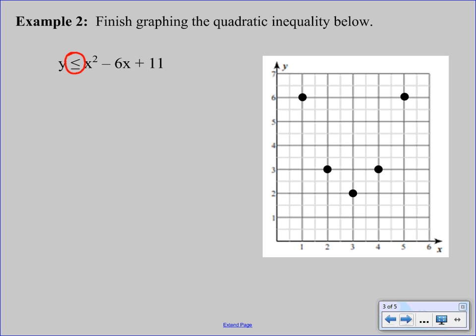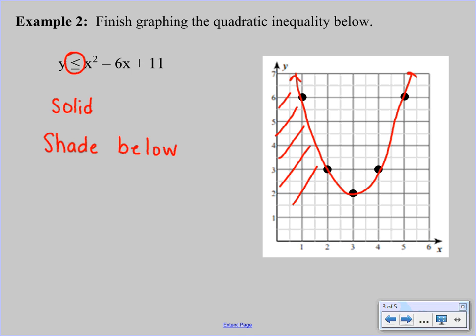The fact that we have the equal bar underneath it tells us that we are going to have a solid parabola. So we can go ahead and connect those points, making a smooth curve, just like we normally would. The fact that it is less than tells us that we need to shade below the parabola. All of the points below it are going to be solutions. So you can either just do what we're doing here and just do the slants. If you've got a highlighter, you can use a highlighter. If you want to get out colored pencils, you can, as long as you get the point across that you're shading below.